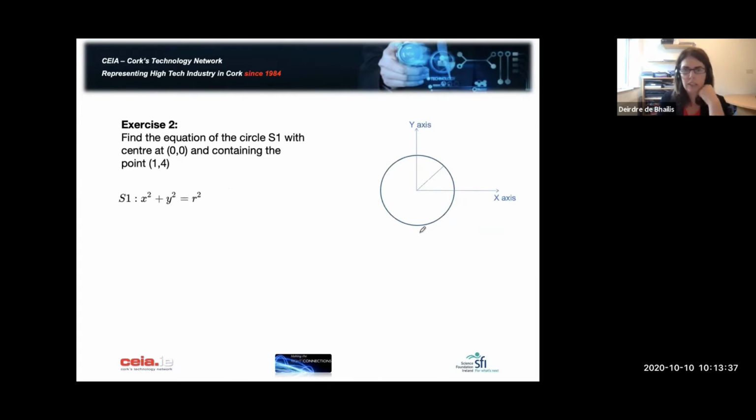Moving on to exercise 2, they want us to find the equation of the circle S1 with the center at 0, 0 and containing the point 1, 4. So you remember I said at the start, to find any equation of a circle we need two things. We need to know the position of the circle, we need to know its center point, and we need to know the radius. So this time we haven't been given the radius, but we've been given a way to work out the radius.